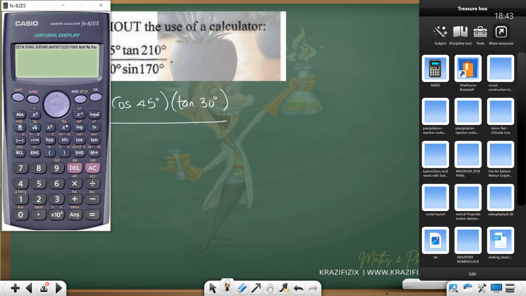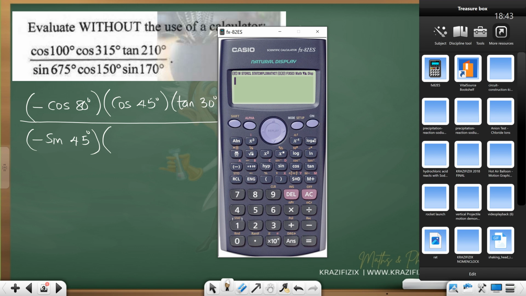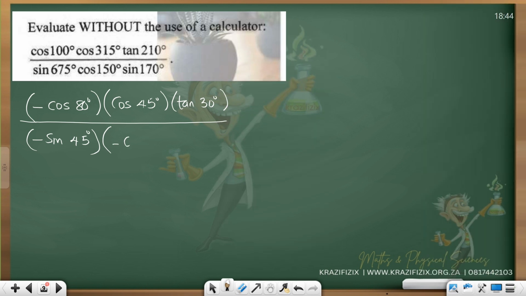Cos 150. Cos 150 would give you negative 30. But let's see. Reverse it. Shift cos answer. But I told you I don't want anything bigger than 90. So negative 30.